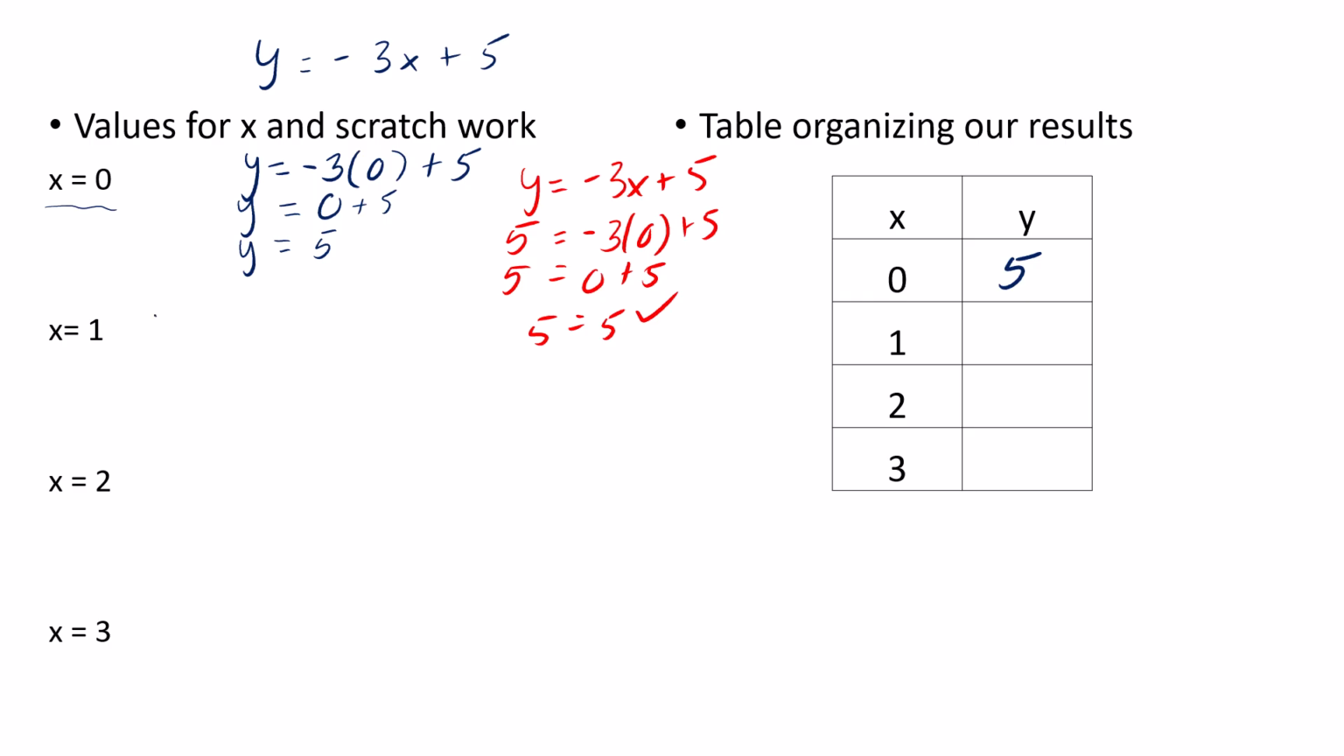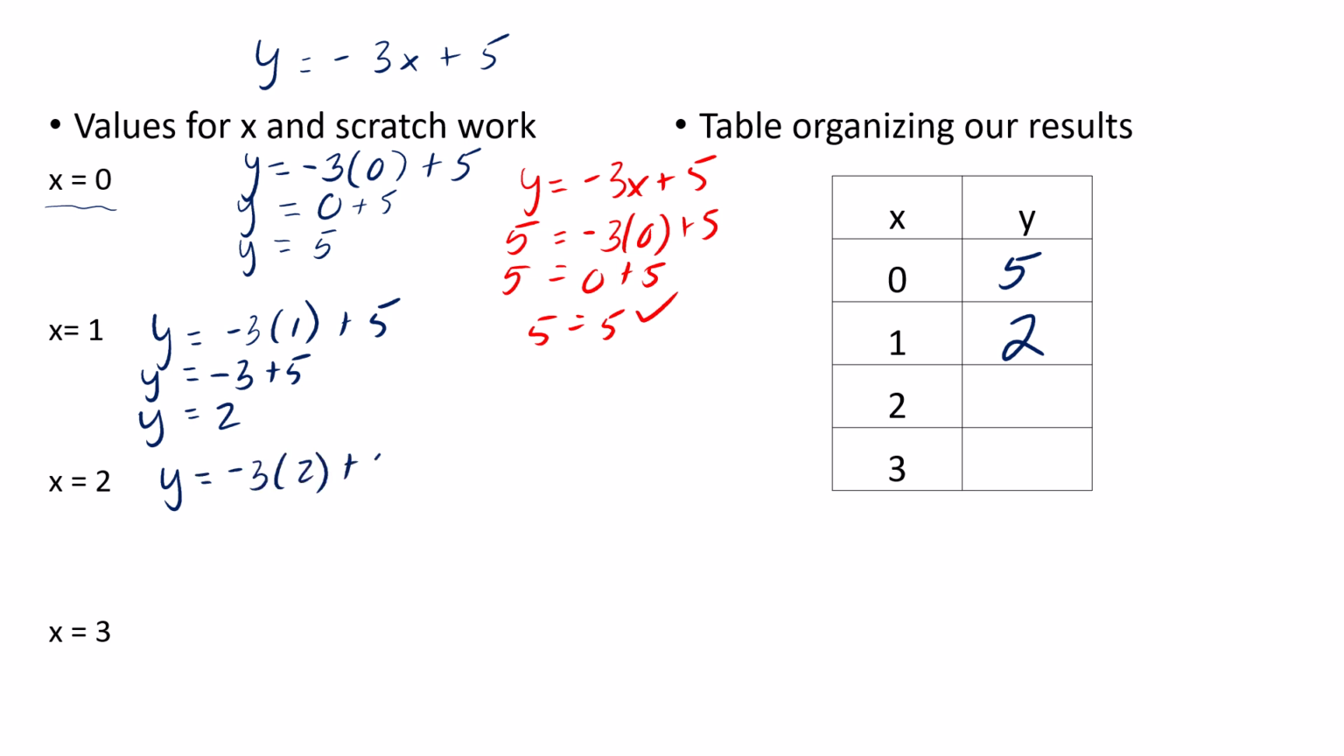For the next one, we will plug in x is equal to 1. So negative 3 times 1 is negative 3. And negative 3 plus 5 is 2. And then coming over here to the table, when x is equal to 1, y is equal to 2. Next one, we'll do x is equal to 2.